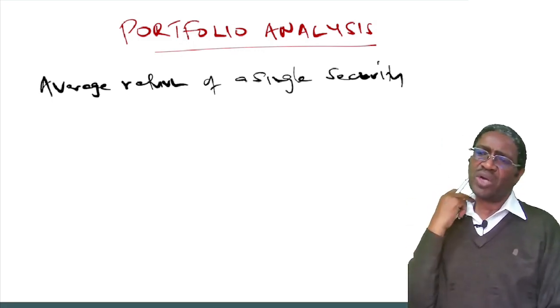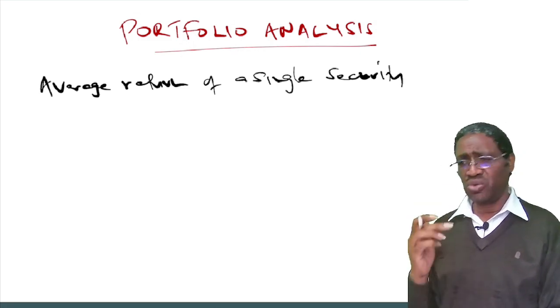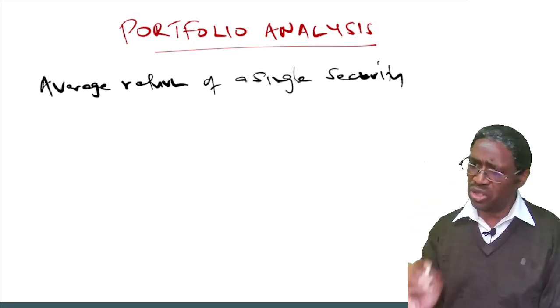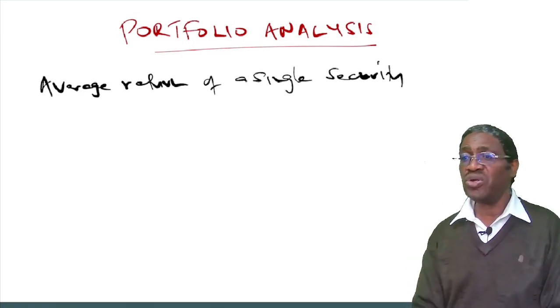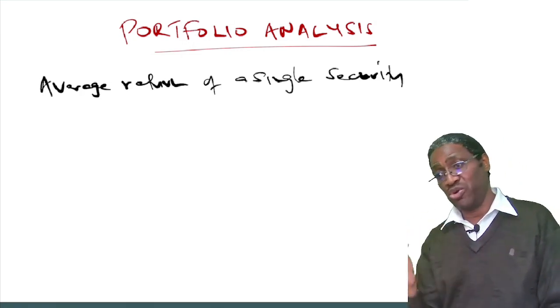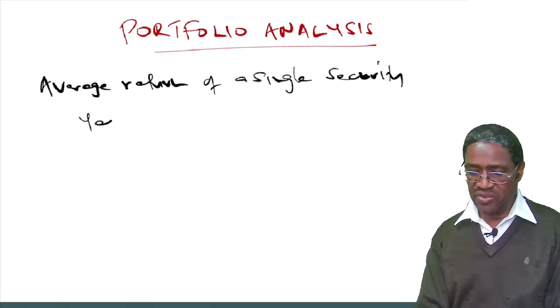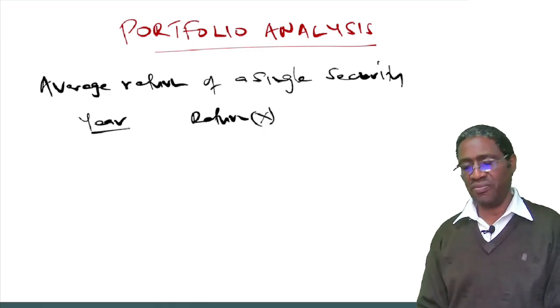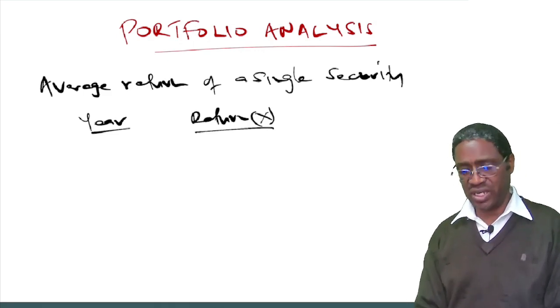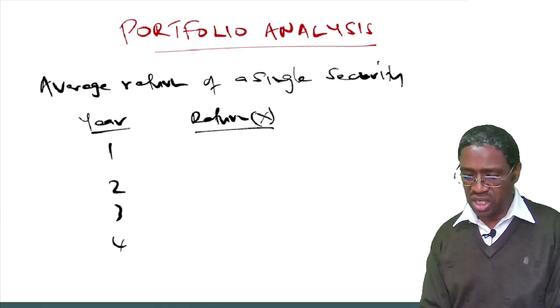Good. So to calculate the average, let me use an illustration. Suppose you are told a particular investment had the following returns over a period of maybe 4 years. You are given the year, and you are given the return, which I want to assume is X. Year 1, year 2, year 3, year 4.